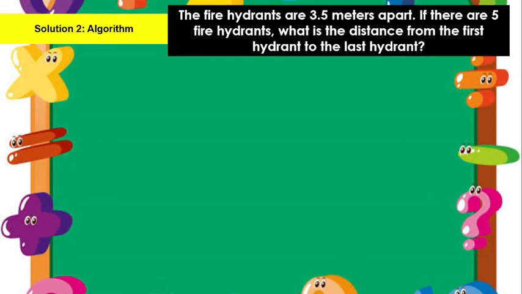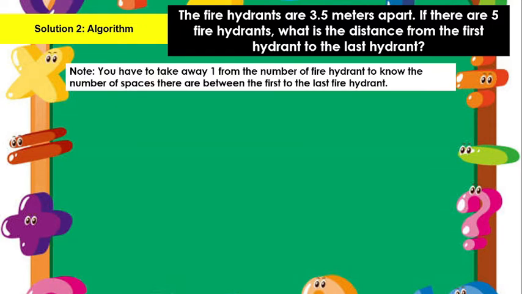The algorithm. Take note of this. You have to take away 1 from the number of fire hydrants to know the number of spaces there are between the first to the last fire hydrant. So in order for us to solve this problem, we need to know the number sentence. So our number sentence is 3.5 meters multiplied by the quantity of 5 minus 1 equals n.